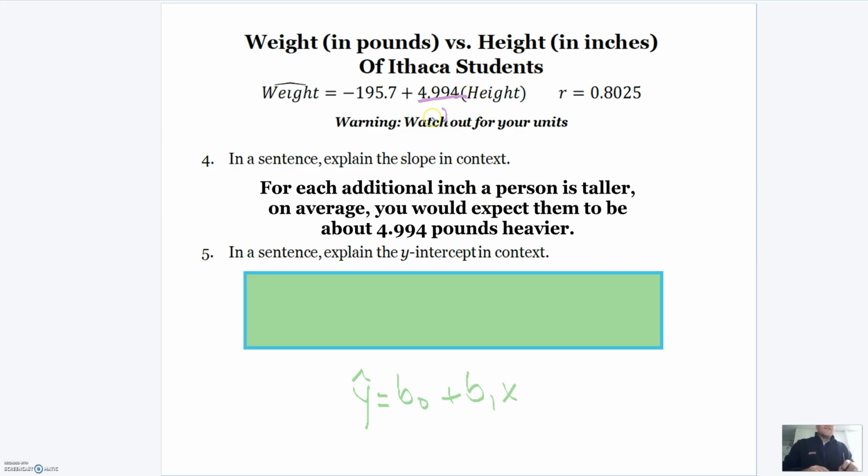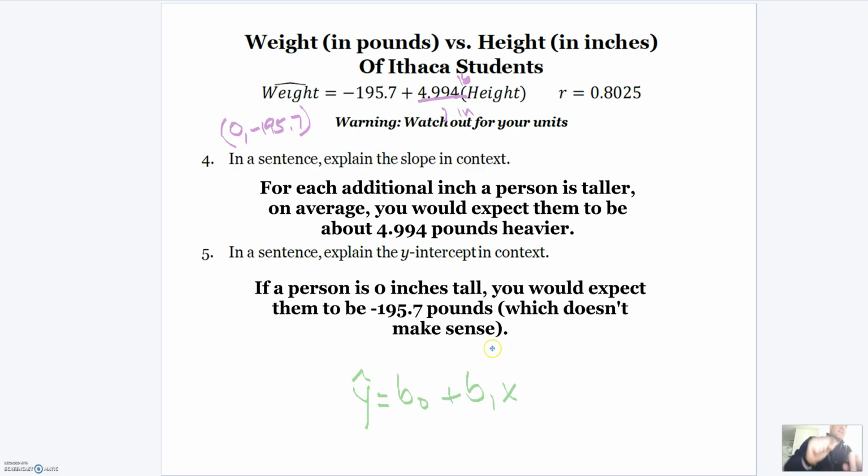Add the units. So if we go up 4.994, that would be up that many pounds. And when we go over 1, that's 1 inch. Reminder, your y-intercept is negative 195.7. So when we interpret that, again, add units, stick it in a sentence. If a person's 0 inches tall, you'd expect them to be negative 195.7 pounds, which obviously doesn't make sense. Reminder, the y-intercept oftentimes doesn't make any logical sense. The slope will, though.